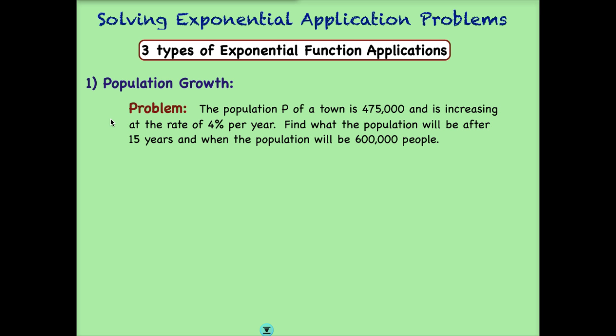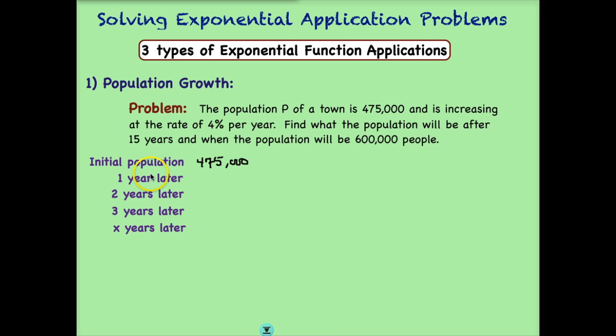For our solution, let's try to build a general function by examining the population of the town for a few years. Let's start with our initial population. We have 475,000 people. What happens 1 year later? We know that we're still going to have that same 475,000, but now we're going to add some growth to that. We are going to grow by 475,000 times 0.04. That's what our problem says here and here.